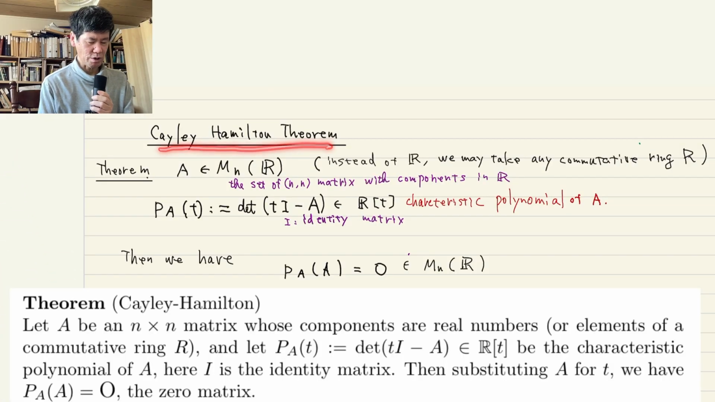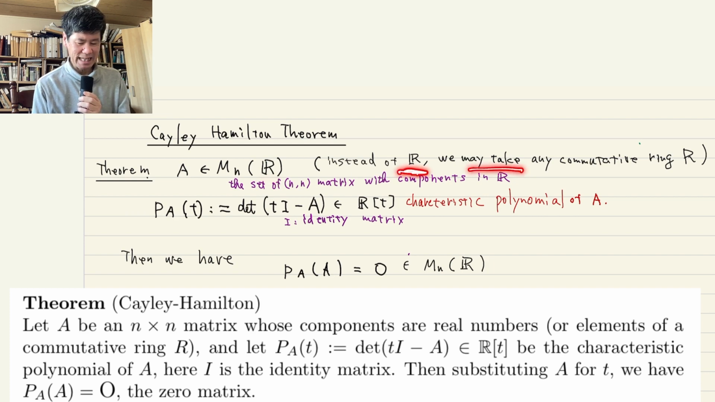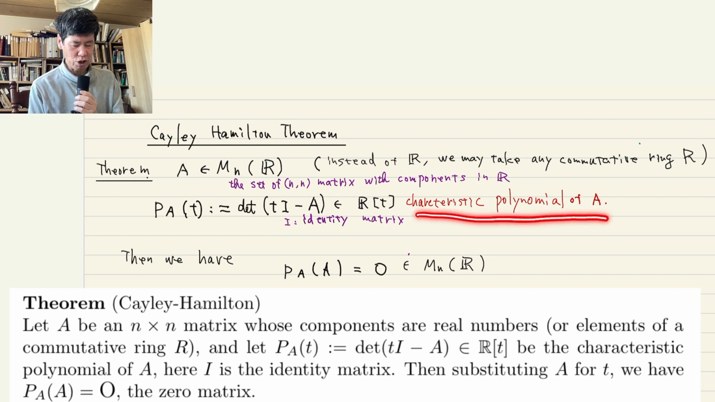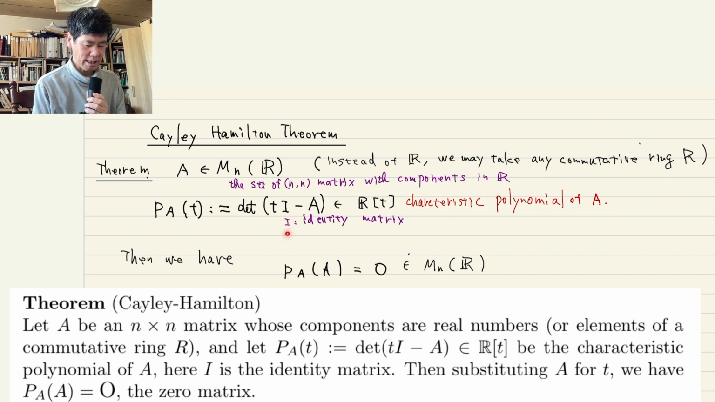Cayley Hamilton Theorem. Let A be an n times n matrix whose components are real numbers. Instead of real numbers, we may take any commutative ring R. Let P(T) be the determinant of TI minus A, the characteristic polynomial of A. Here I is the identity matrix, and P(T) is an element of the polynomial ring R[T]. Then we have P(A) is equal to the zero matrix.